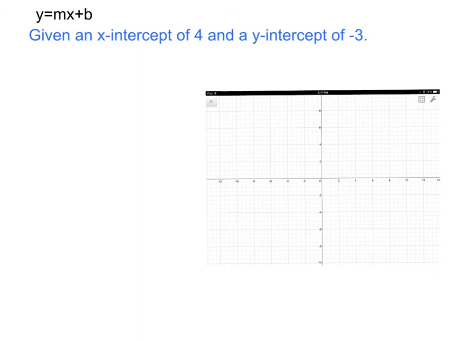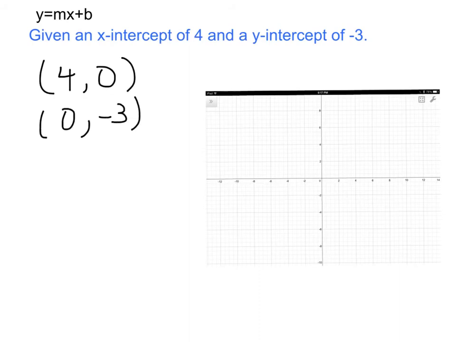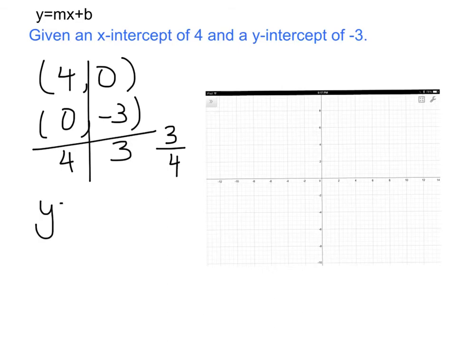Here's a case where I've given you an x-intercept and a y-intercept. So you can tackle this question in a couple of different ways. You can come up with your 2 points. So again, x-intercept means y is 0, and y-intercept means x is 0. So if you want to stack these and find the slope, you get the slope to be 3 over 4, which is easy enough. So you can put in y equals 3 over 4 x plus b.